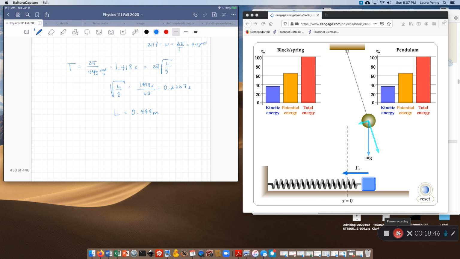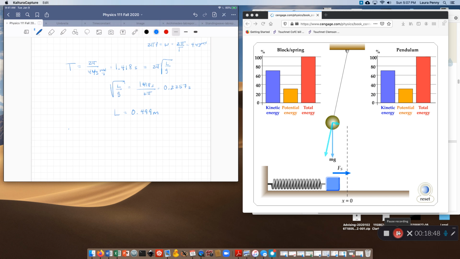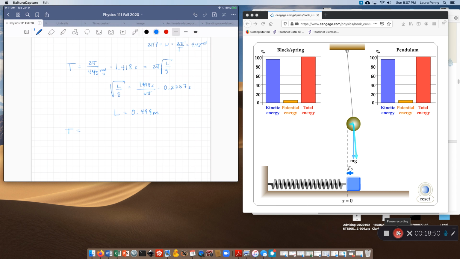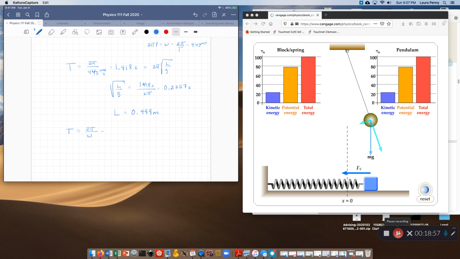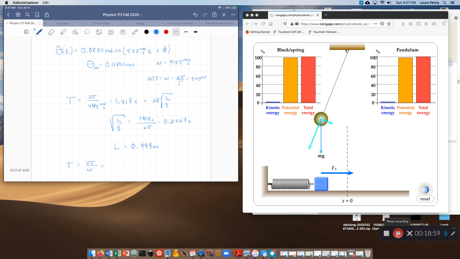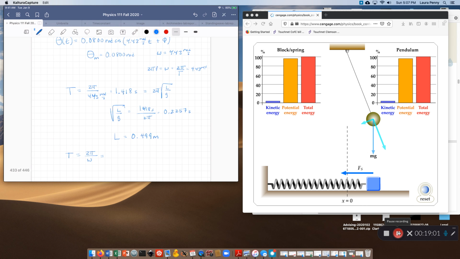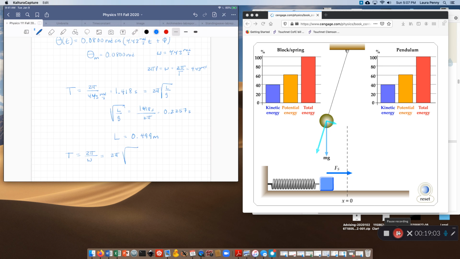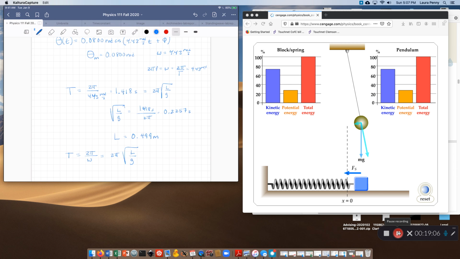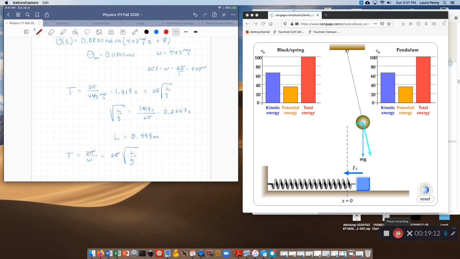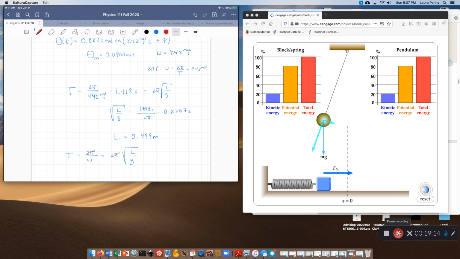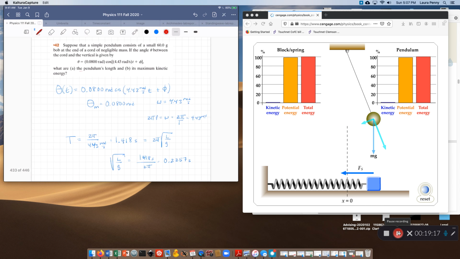So this could have been done shorter. I could have just said that T is equal to 2 pi over omega, and that T also has to equal 2 pi times the square root of L over g. And so I could have canceled these 2 pi's and solved for L that way, which is essentially what I did the longer way. What else does it want to know? So the pendulum's length, we just got that.